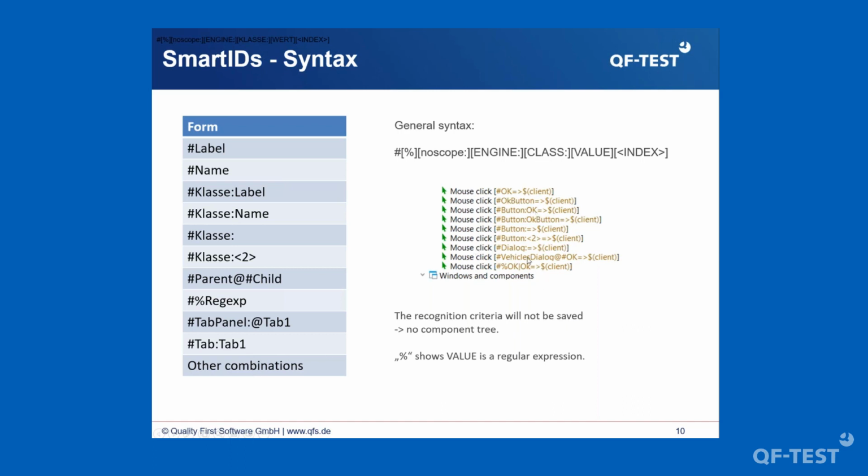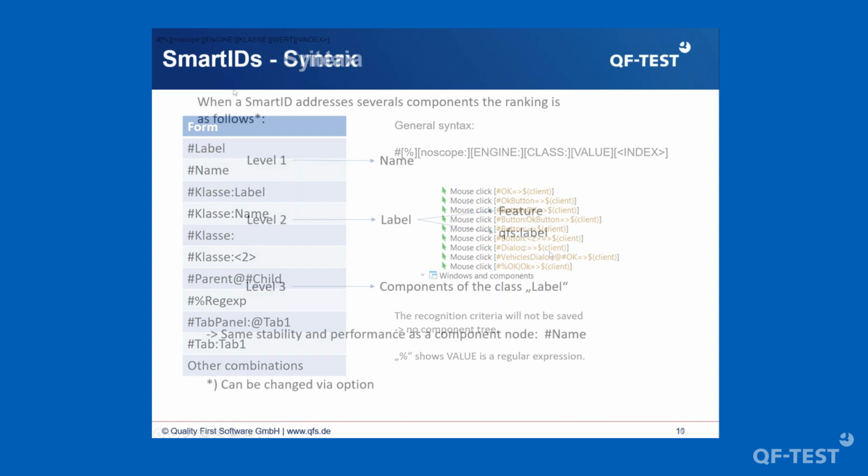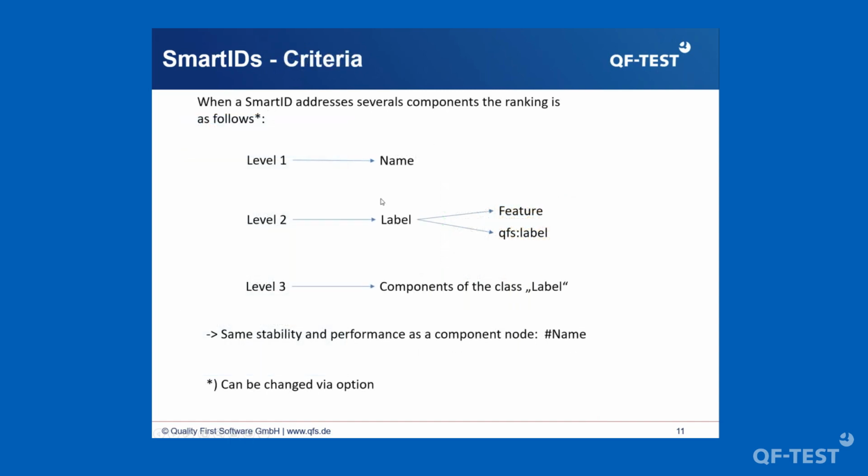Right, here are some examples. I suppose as I explained it, you've had a look at the examples. And then, of course, there's a ranking between the criteria. So the name has highest priority, just like with the normal component nodes. And also that's quickest because of the hash map that QFTest creates when opening a page. So QFTest has a look through the hash map, and when it finds it there, fine, then it'll use the component specified by that name.